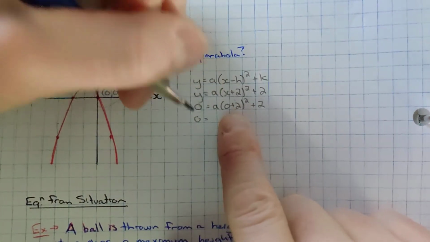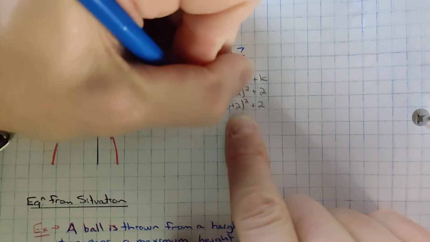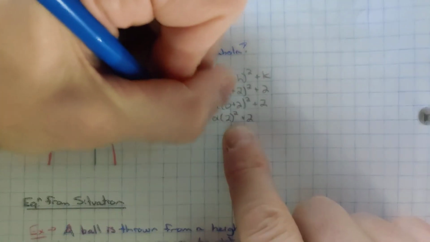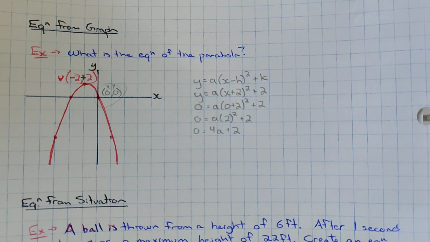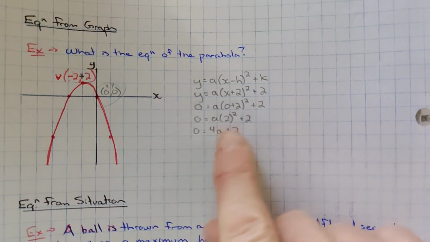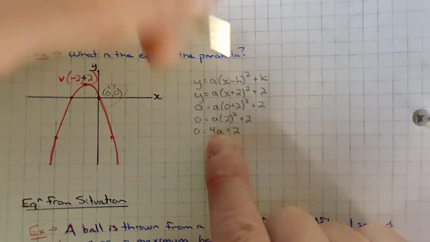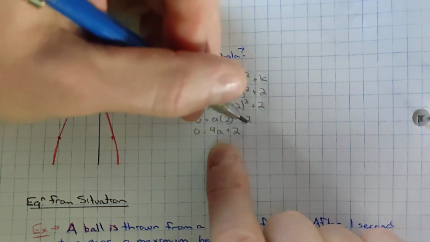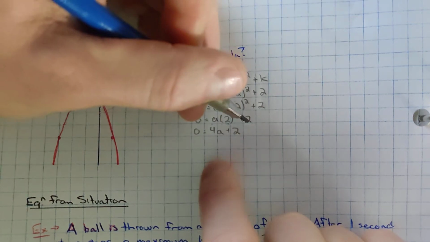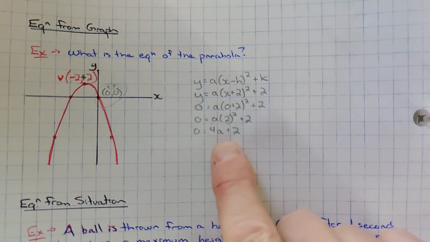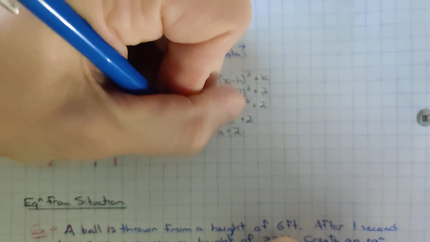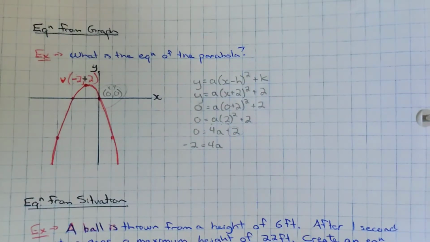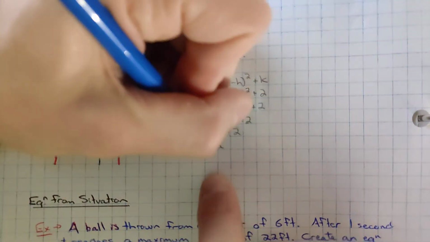This is still 0. 0 plus 2 is going to give me 2. So I got 2 squared plus 2, or 4. That's actually better written as 4a plus 2. And the reason why I reordered that is because I want to make sure that you recognize this is multiplication. You can't do 4 plus 2. This is 4a times 4 plus 2. So I rewrote it as 4a. These aren't like terms. We can't add them. We'll move the 2 over to the other side. I'll have negative 2 equals 4a. And then I will divide both sides by 4.